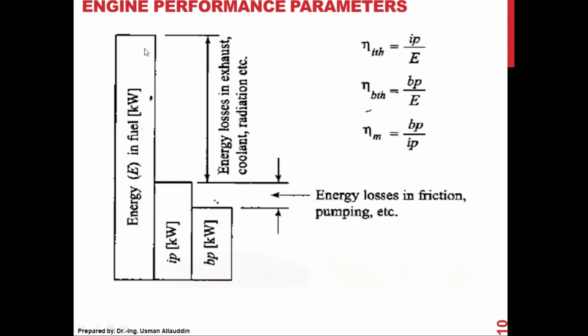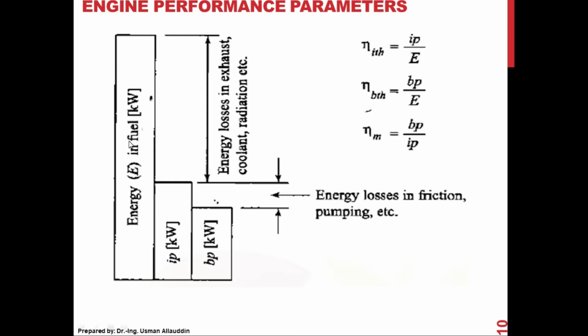So this block of the highest length, the maximum length, is showing the input of a heat engine. So this is energy E in fuel. This unit, let's suppose kilowatt. Now this input will be converted into output. So output is BP and IP. IP stands for indicated power and BP stands for the brake power.